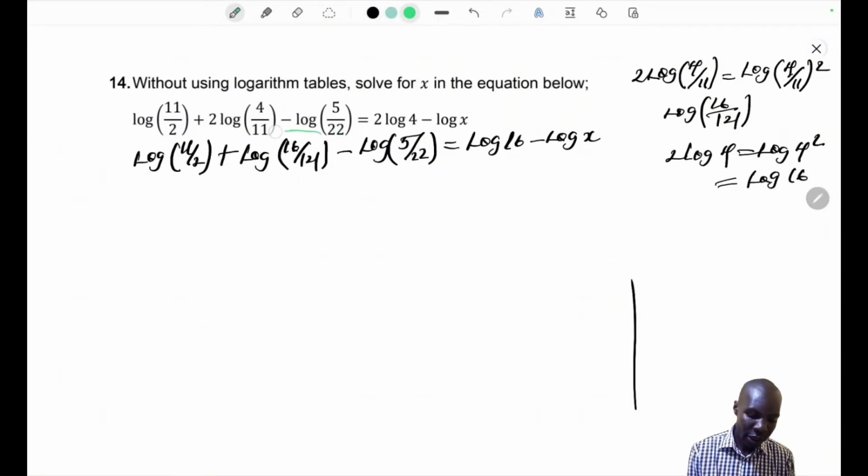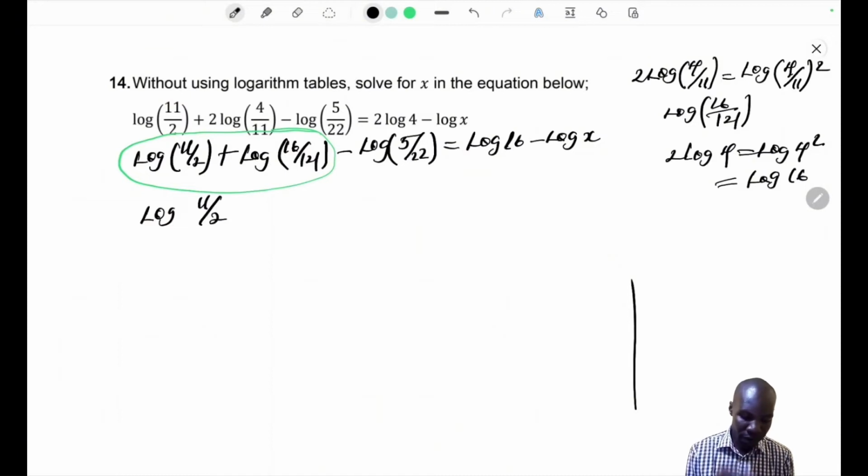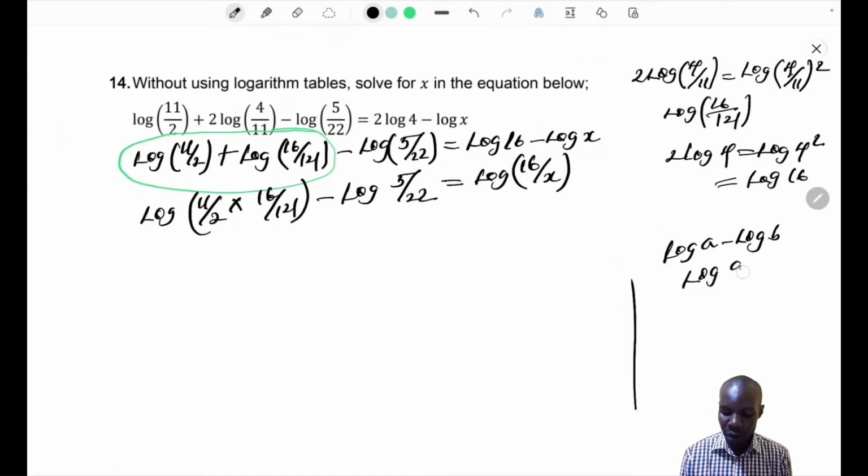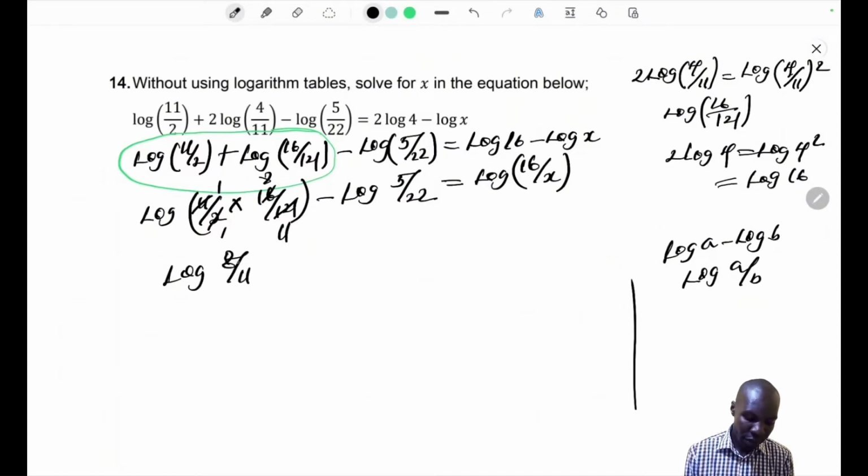So if we start with this, this is the same as log of 11 over 2 times 16 over 121 minus log of 5 over 22 should give us log of 16 over x, because we know that if we have got log of a minus log of b, this gives us log of a over b. So 2 goes into 2 once, 2 goes into 16 eight times, 11 goes into 11 once, 11 goes into 121 eleven times. Then we'll have log of 8 over 11 minus log of 5 over 22 should give us log of 16 over x.